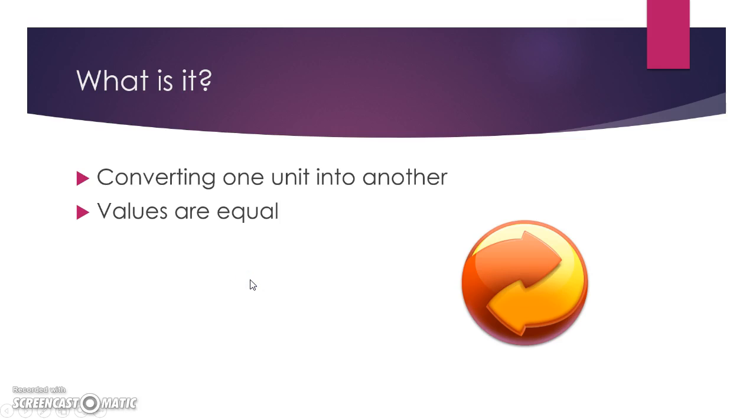So, the first question is, what is dimensional analysis? Well, it's when you convert one unit into another. For example, 1 kilometer is equal to 1,000 meters. So those two values in their respective units are equal to each other. And that's what dimensional analysis is. It allows you to convert any unit into any other unit.